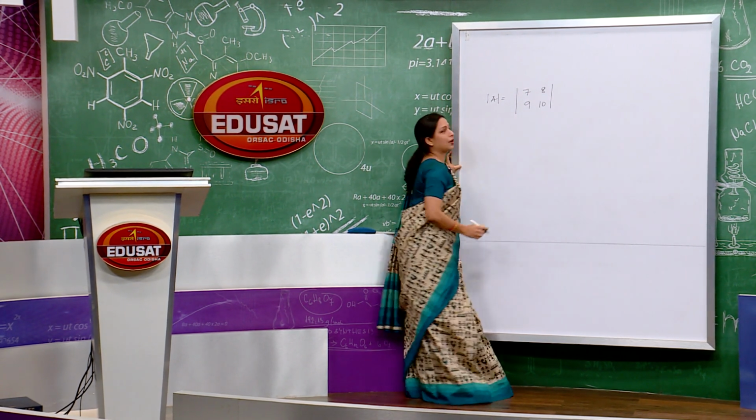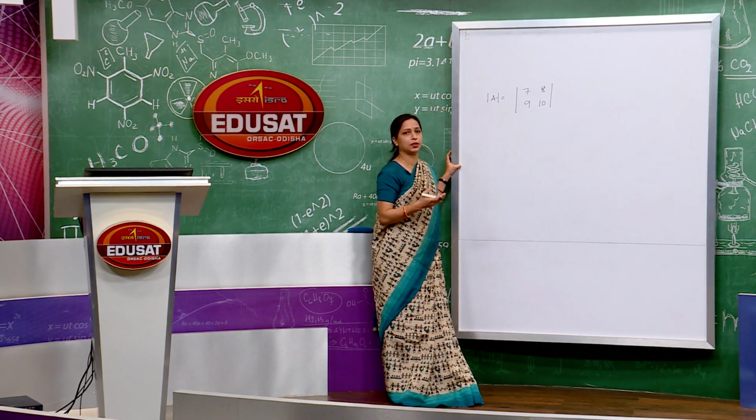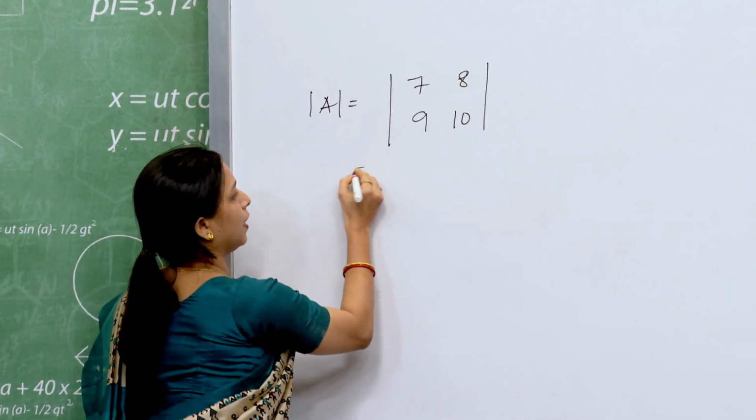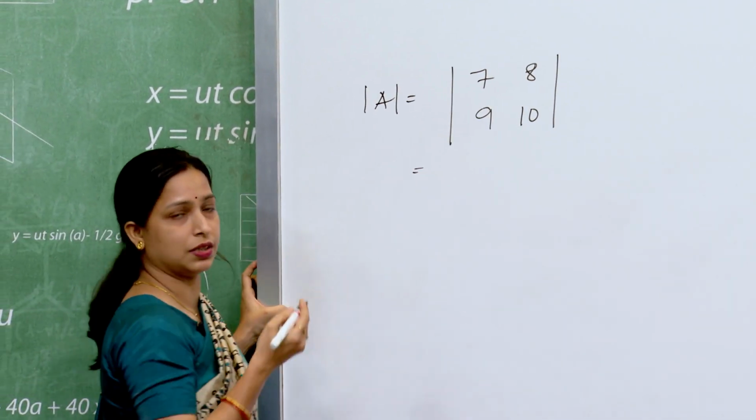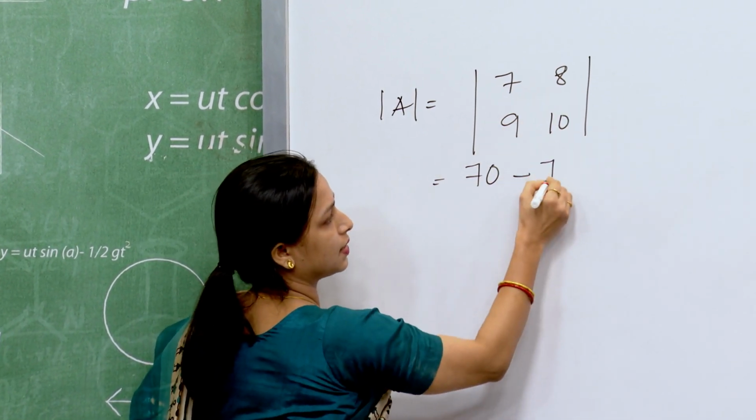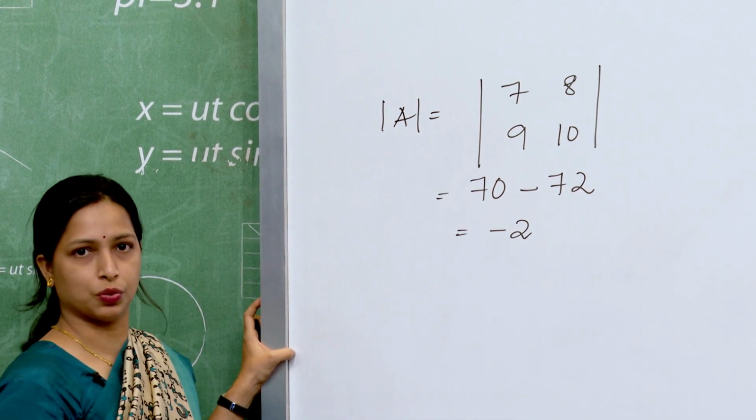Okay. Now, if I have to find out the value of the determinant, we all know how to find the value of a determinant of order 2. We multiply the diagonals and find the difference, and that is the value of the determinant. So, this is 7 into 10, 70, minus 8 into 9, 72. So, the value is minus 2, right.